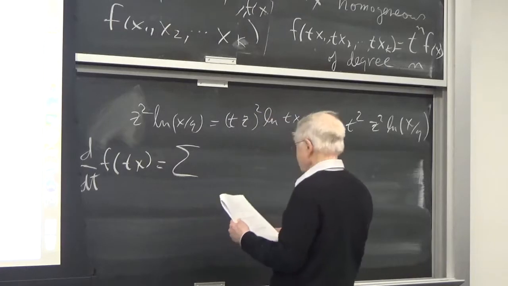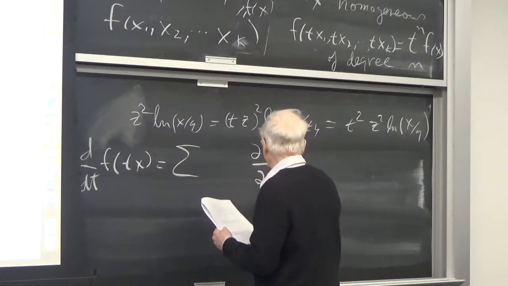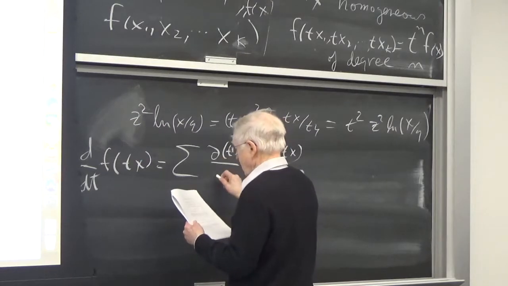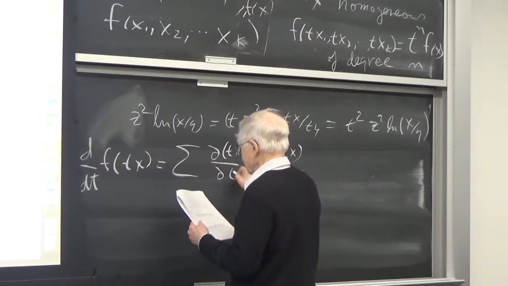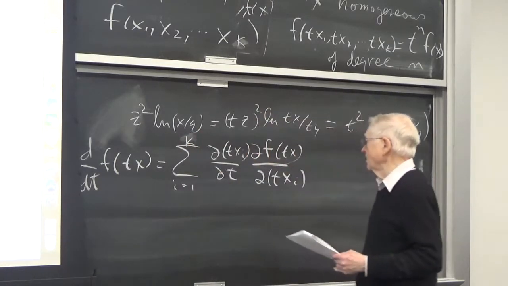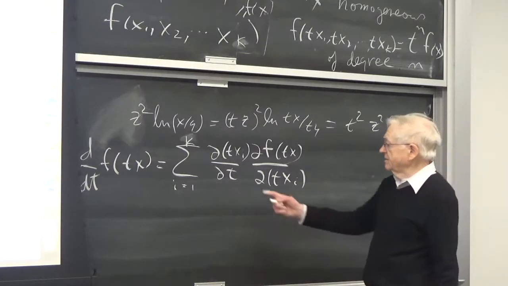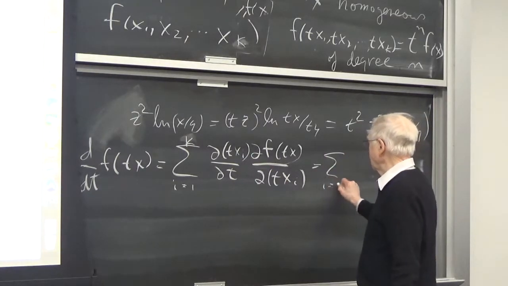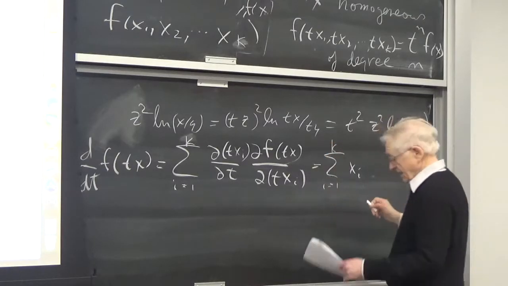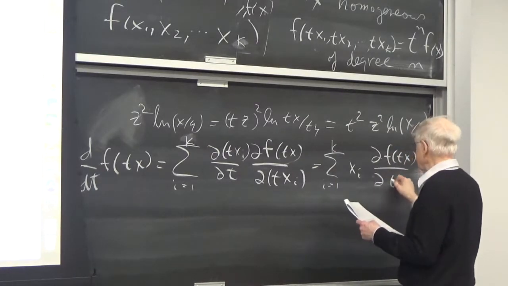Remember, the derivative of f of tx would be the partial of f of tx with respect to txi times the partial of txi with respect to t, summed i equals 1 to k, where there are k variables. So this is one way of writing the t derivative of f. And this thing here is just a sum, i equals 1 to k, of xi times the partial of f of tx with respect to txi.